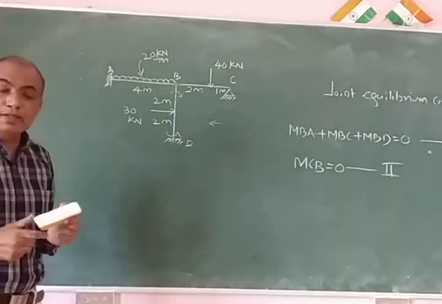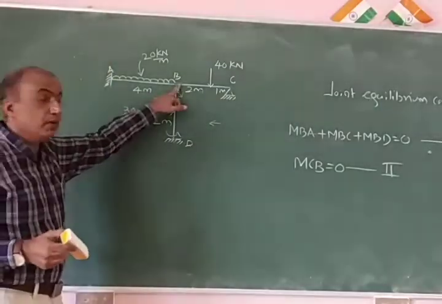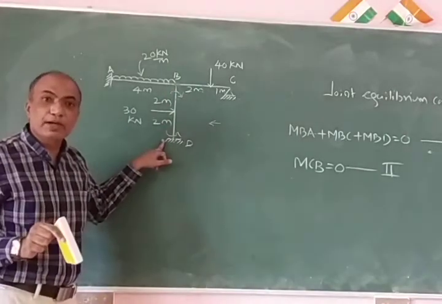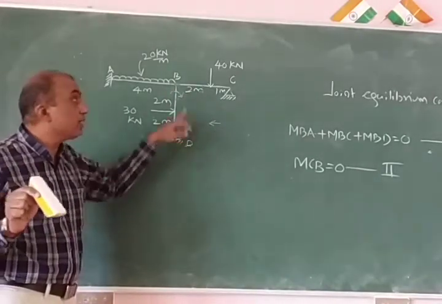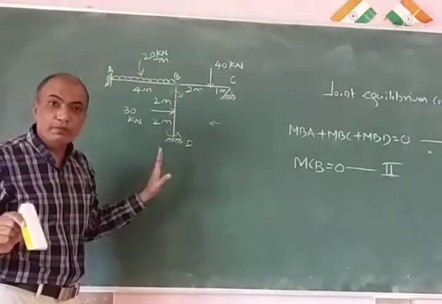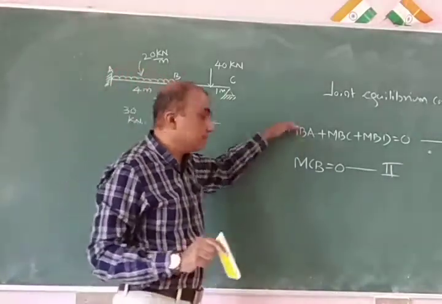When you get the moments, you should apply the check. What is the check? We have substituted the condition MBA plus MBC plus MBD equal to 0. The same condition should come. That means if you add algebraically after finding the moments, MBA plus MBC plus MBD should be 0. And MCB also should be equal to 0. That is what we have done here.